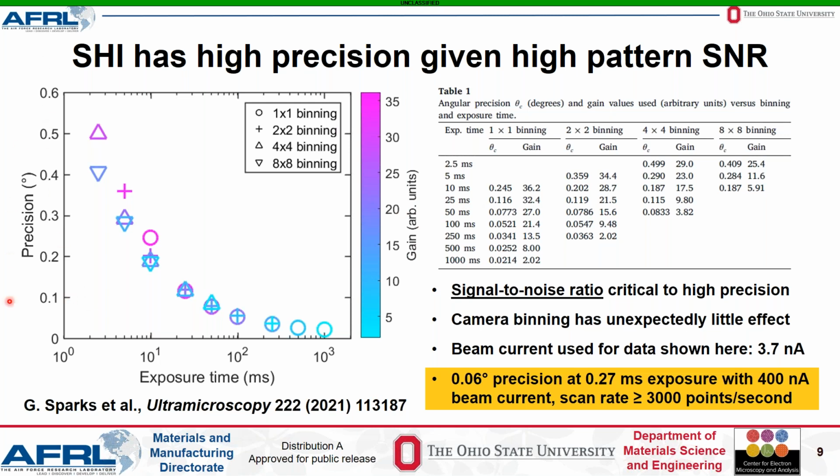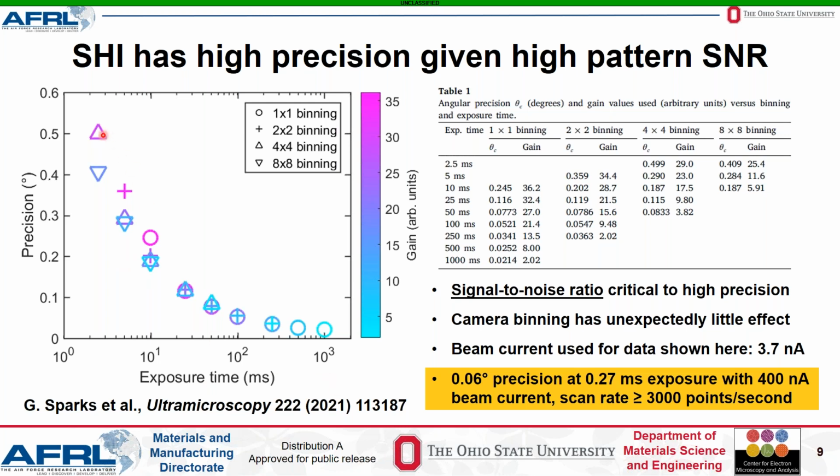Note that here the precision is the vertical axis, exposure time is the horizontal axis, camera gain is represented by the symbol color, and then the camera binning and therefore pattern resolution is represented by the symbol shape. And as you can see in the figure, clearly the signal to noise ratio of the captured patterns is the critical value, with the precision increasing as the exposure time increases and the camera gain is decreased. Interestingly, I found that this precision is essentially unaffected by the pattern resolution as long as the signal-to-noise ratio remains high.